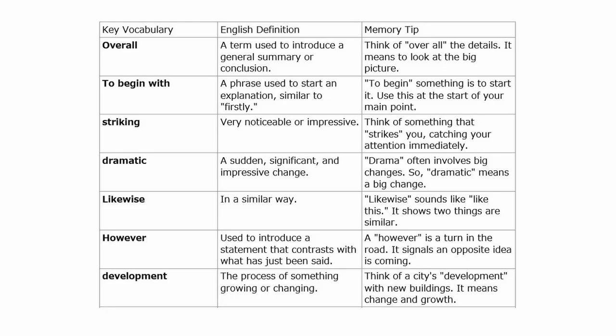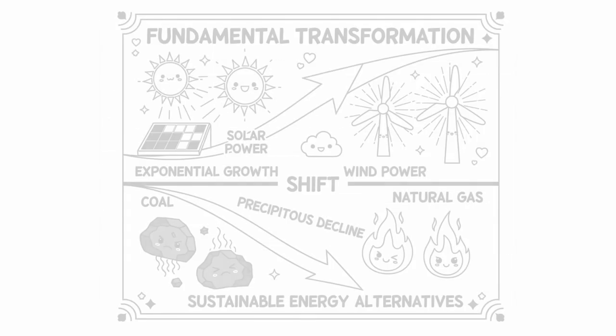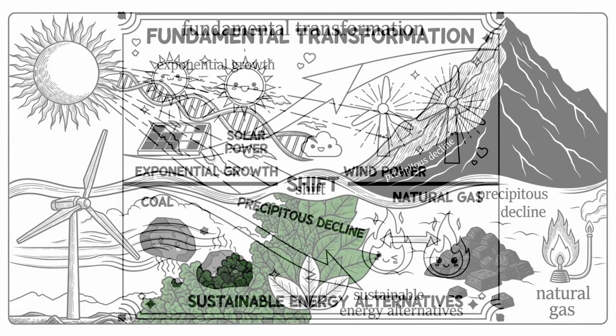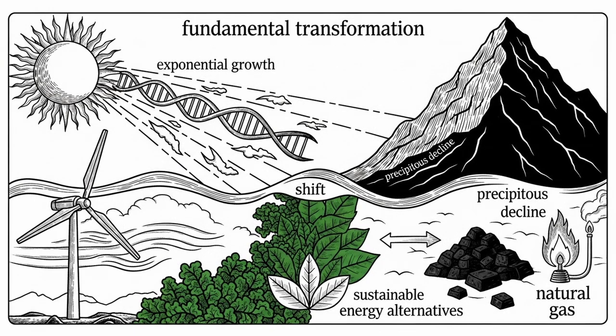Now, in the Band 8 response, we heard, to a large extent. What does that phrase do? To a large extent. That means mostly, or to a great degree. It sort of covers a big part of an idea, a large portion of the overall picture. It's a sophisticated way to qualify your statement, showing you're not making an absolute claim, but acknowledging it's largely true. Shows nuance. Right, it's not black and white.